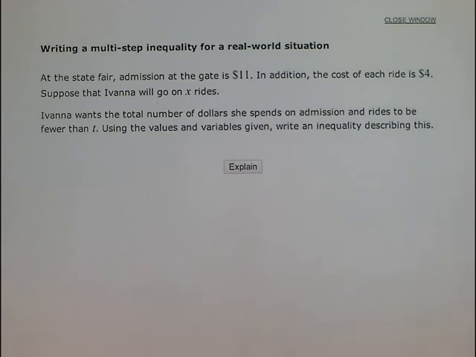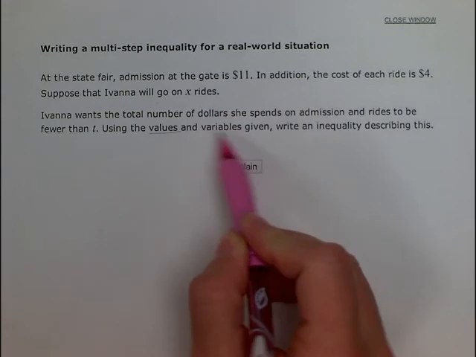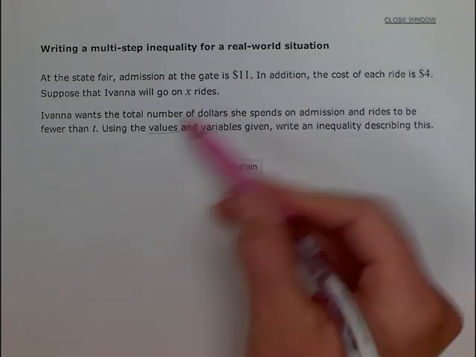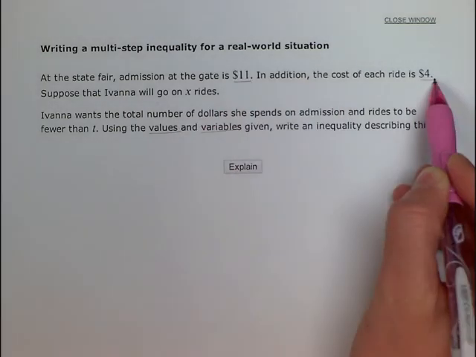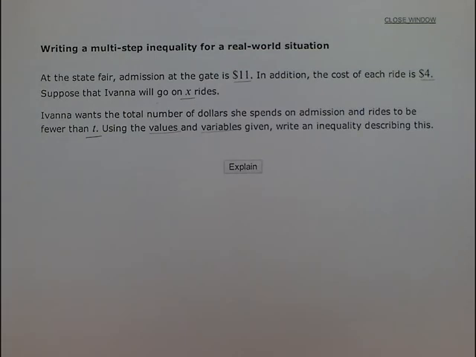So first we just need to be clear. When it says using the values and variables given, the values are just the numbers, so 11 and 4, and the variables are x and t. So we need to make sure that each of those four things are in our inequality. Alright, so let's talk about it.